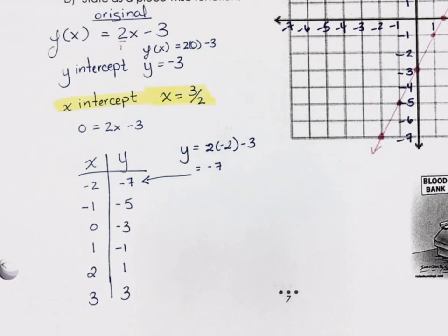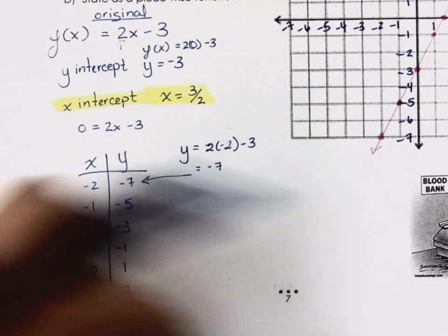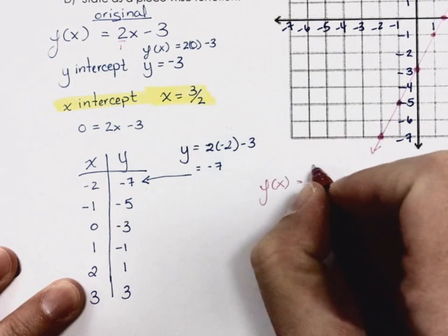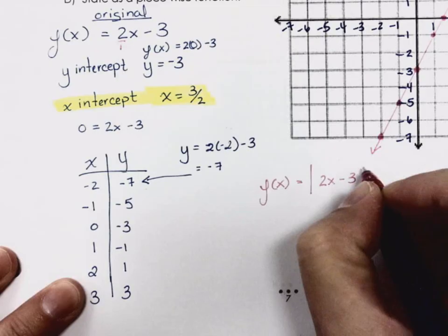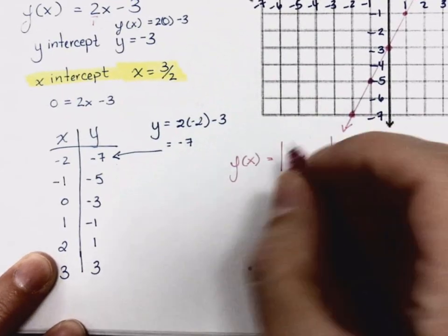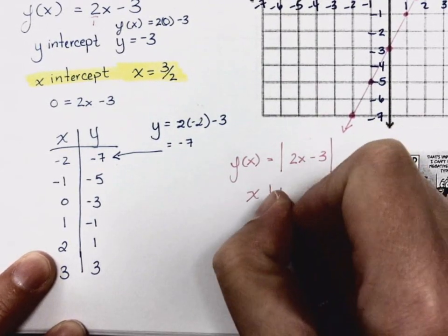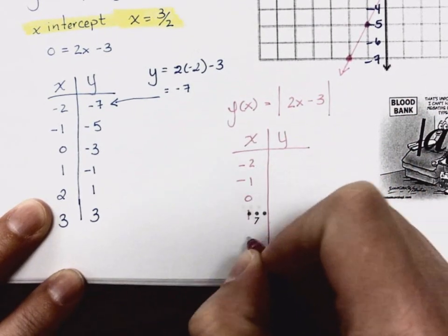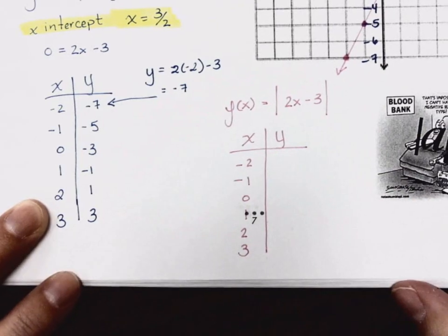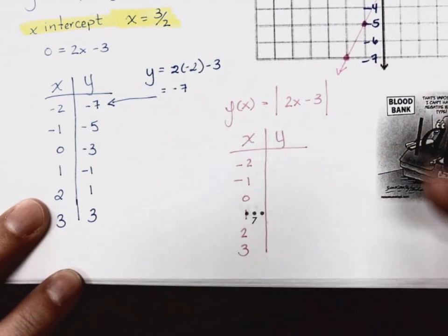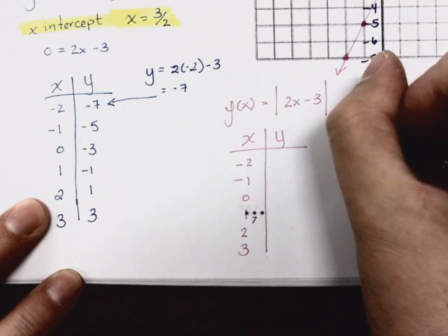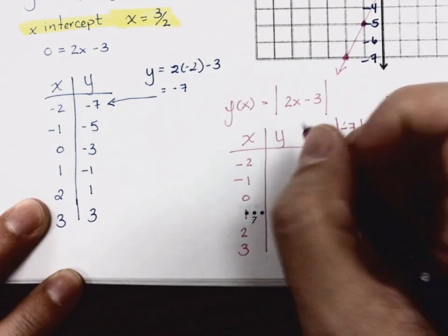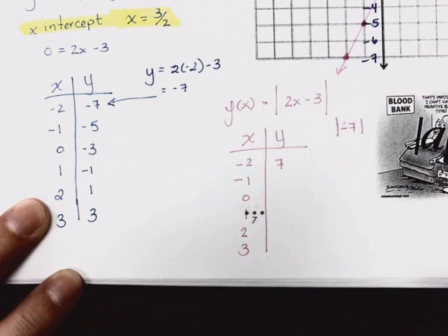But now we got to turn it into an absolute graph. So the absolute graph was f of x equals the absolute value of 2x minus 3. You guys agree with me there? So when I do my table of values, my x's can be negative, but my y's, when I substitute a -2 in here, I'm going to get the absolute value of -7. What's the absolute value of -7? 7. This is because it's the dependent variable.